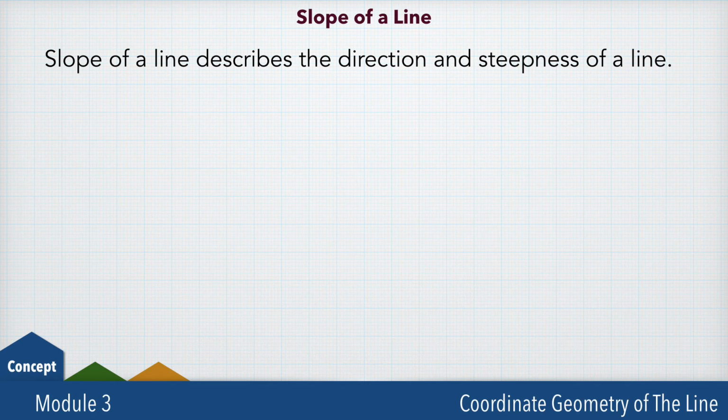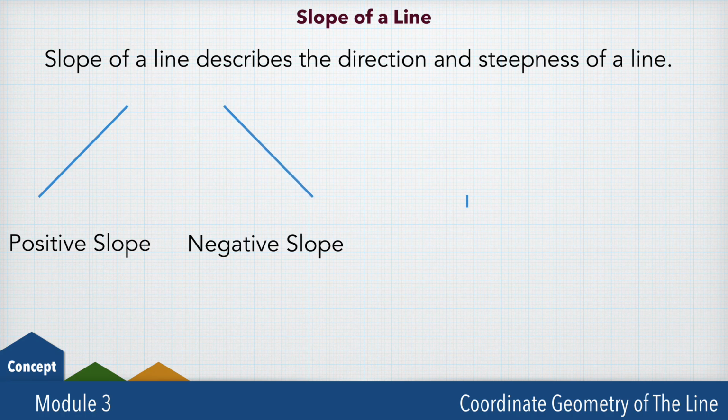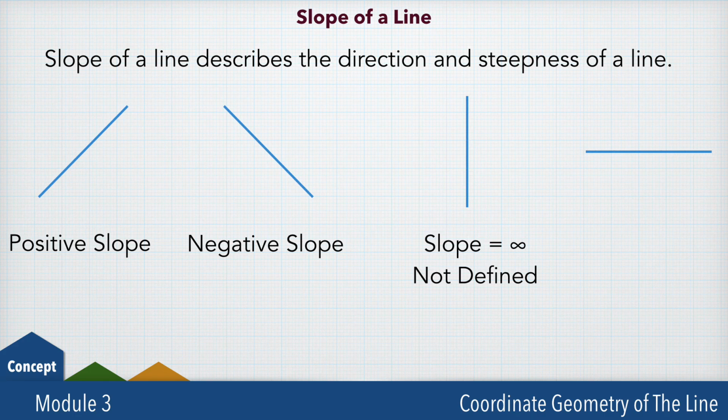The slope of a line describes the direction and steepness of a line. A line increasing from left to right has a positive slope. A line decreasing from left to right has a negative slope. The slope of a vertical line is infinity and is termed as not defined. A horizontal line has a slope of 0.